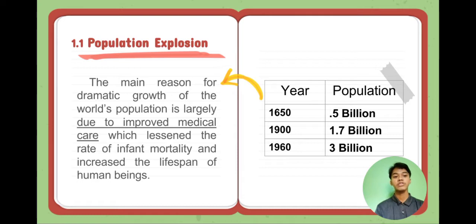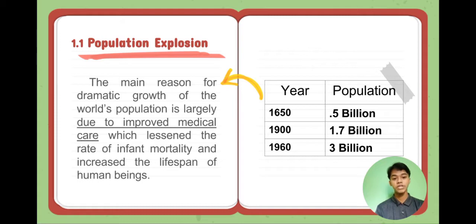The last few centuries saw the rapid increase of the world's population. In the year 1650, the world's population was only 0.5 billion. In the 1900s, it increased to 1.7 billion people. By 1960, the world's population grew to 3 billion, and for the year 2000 and beyond, the estimated world population will be more than 6 billion. And the main reason for this dramatic growth is largely due to improved medical care which lessened the rate of infant mortality and increased the lifespan of human beings.